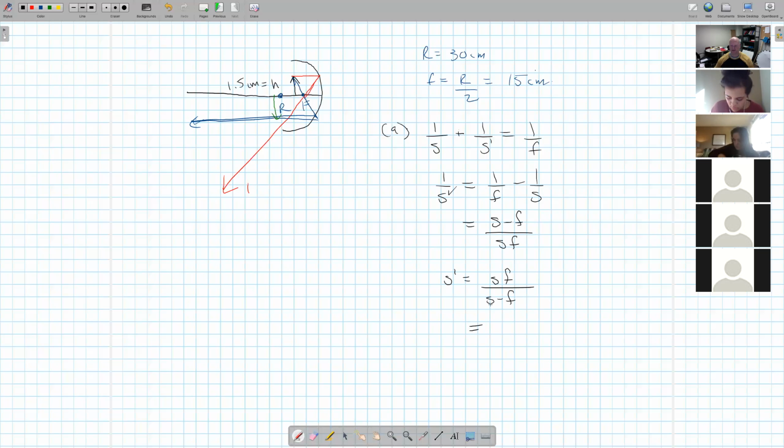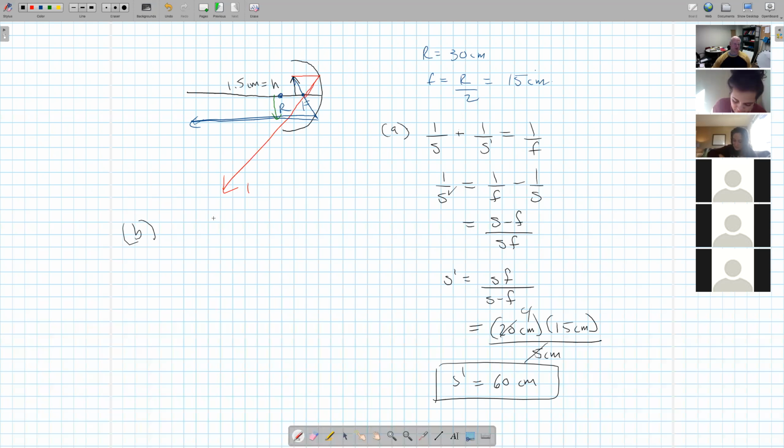So good. Plug in our numbers. In this case, this is going to be 20 centimeters times 15 centimeters divided by 5 centimeters. So this divides with this, which gives me a 4. So this is going to be 4 times 15, which is 60 centimeters. So this is then going to be my image distance. It's going to be 60 centimeters away from the back of the mirror.